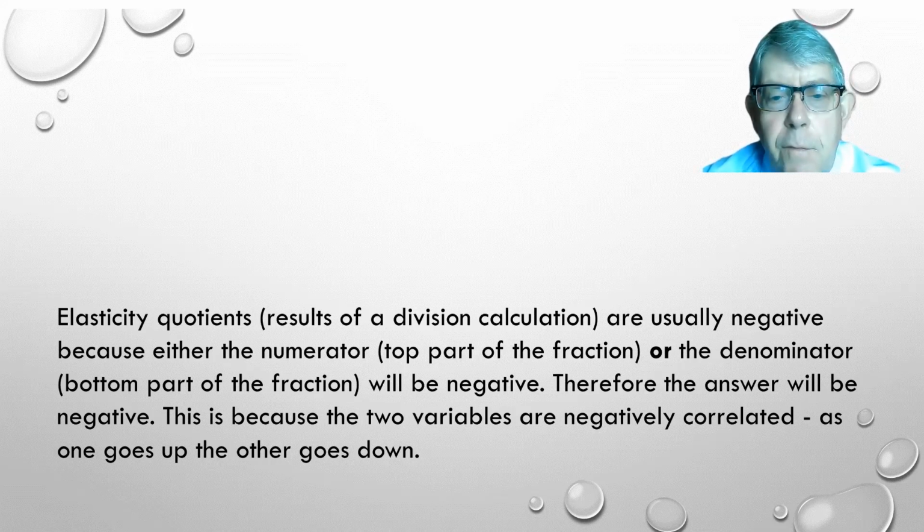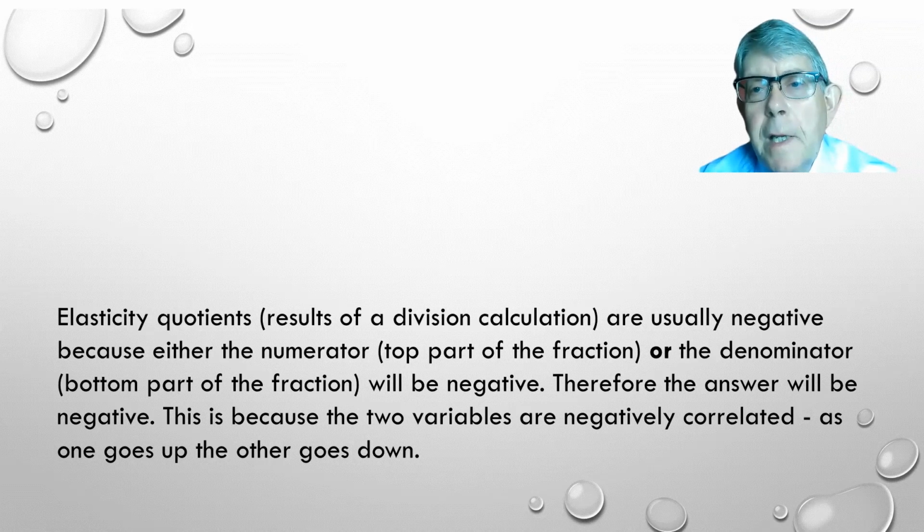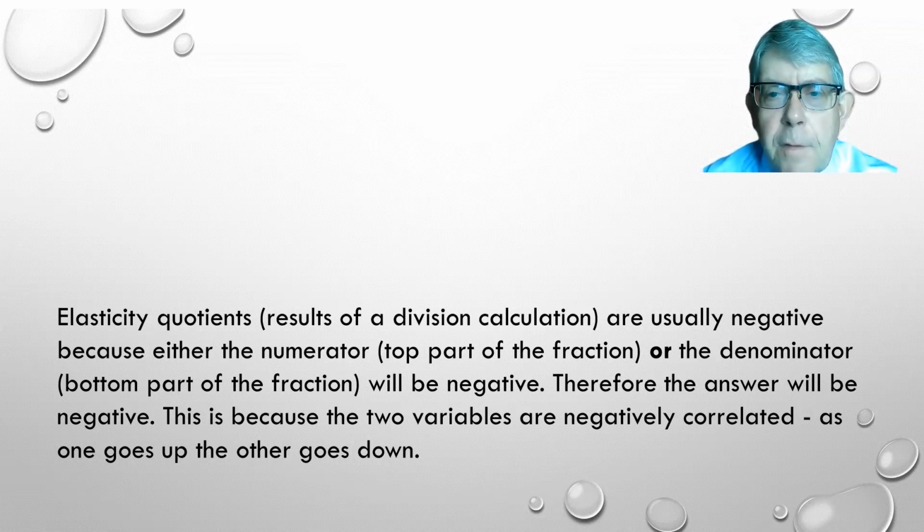This is because the two variables are negatively correlated. As one goes up, the other goes down. So we either have a positive divided by a negative or a negative divided by a positive, and for both, the result is a negative quotient.